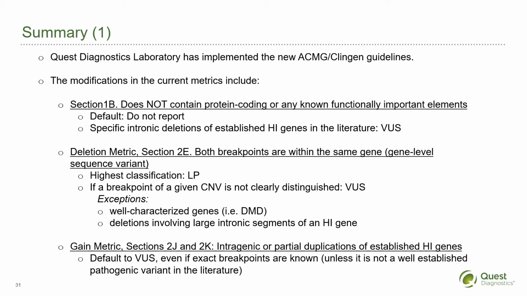Gain metric sections 2J and 2K. Intragenic partial duplication of an established HI gene will be reported as uncertain, unless it is a well-established pathogenic variant in the literature.